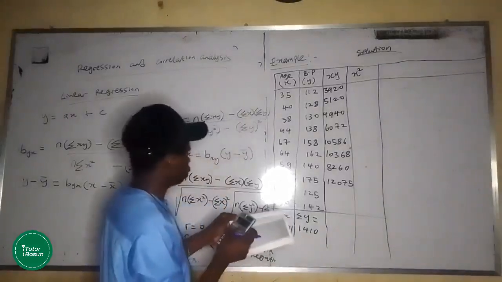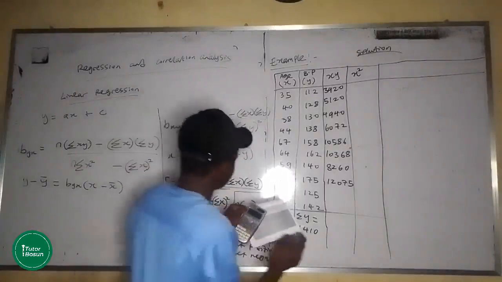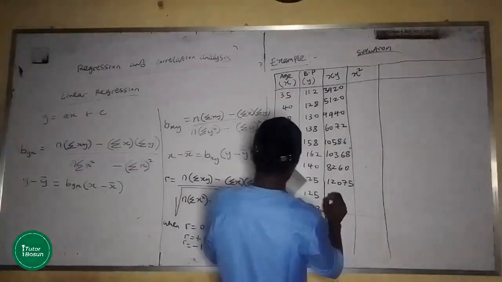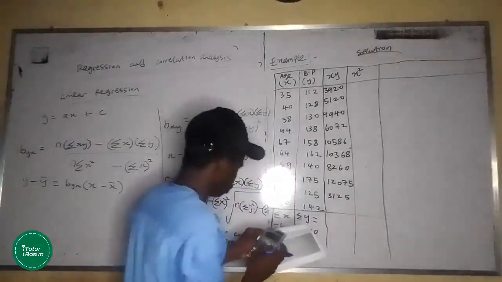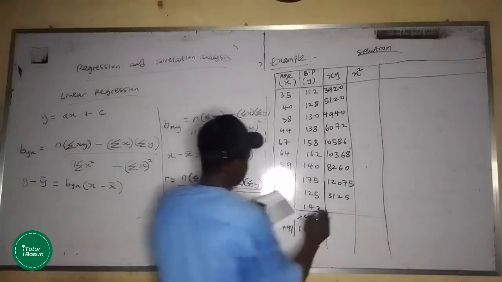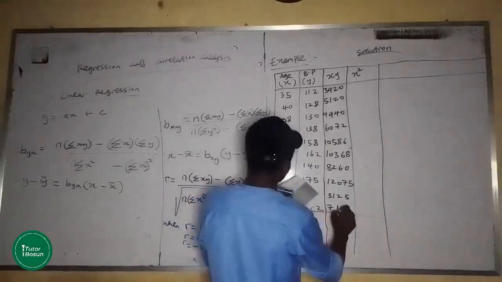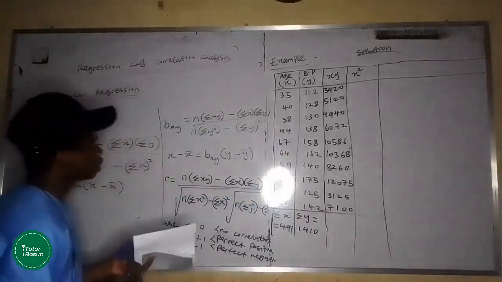We have 25 times 125. That's 8125. We have 50 times 142. That's 7100. So we are going to get our x, y.